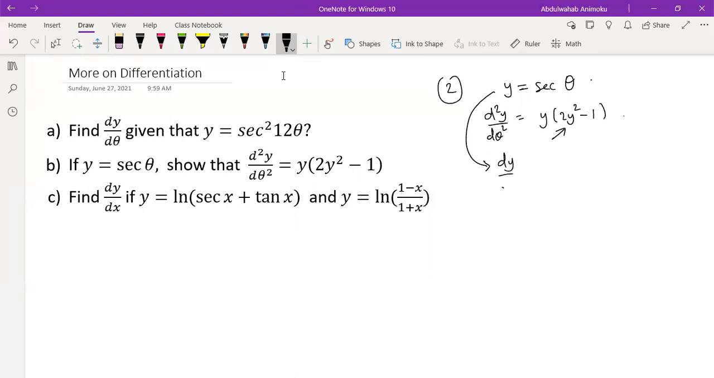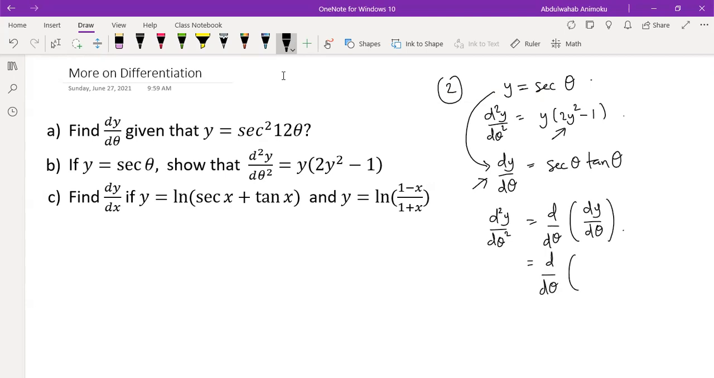We basically know that dy d theta is just the derivative of secant theta, which is just secant theta tan theta. This is a basic function; you should know how to find the derivative of that. Now, what about the second derivative? The second derivative of this function is basically the derivative of the first derivative, so it means d d theta of dy d theta. We need to find the derivative with respect to theta of secant theta tan theta.